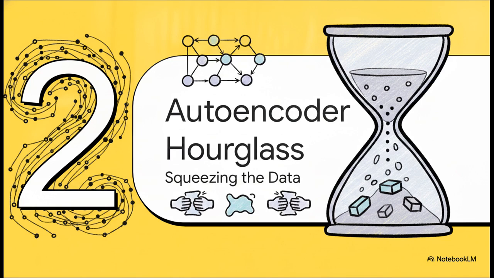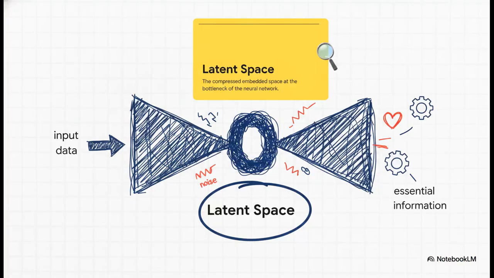We're stepping inside the autoencoder hourglass. To really get autoencoders, you have to understand the core, which we call the latent space or the bottleneck. This is basically the heavily compressed, embedded representation of your input data. By forcing our data through a literal physical bottleneck in the network's layers, we brutally restrict the flow of information. The network has literally no choice but to toss out the noise and keep only the absolute most essential structural info. It's a real sink-or-swim situation for the data.